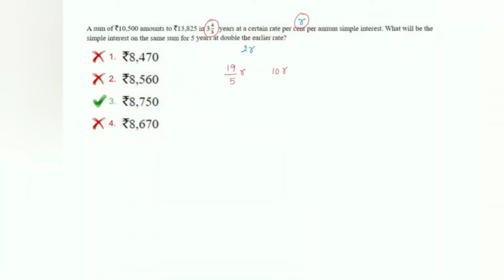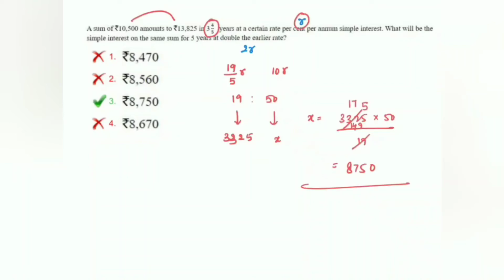If you take out their ratio, it is 19:50. For these 19 parts, look at what the interest is. I can say clearly 3,325. So for 50 parts, how much is it? 3325 into 50 by 19 we have to do. 19 ones are 19, 19 sevens are 133, 9 here, 5. 175, fives are 875, 0 as it is. Therefore, it is 8750 rupees.